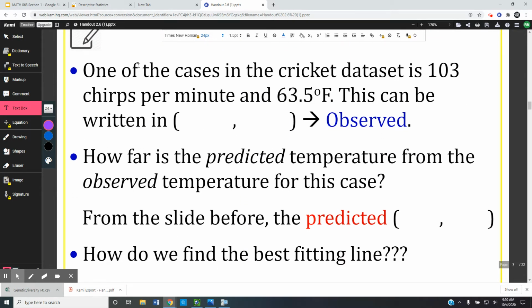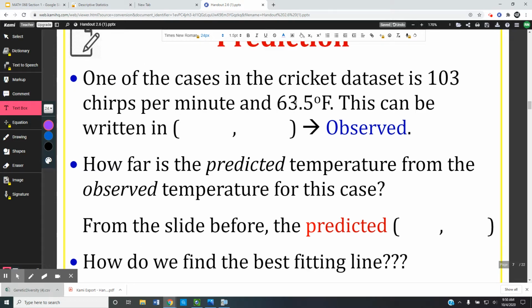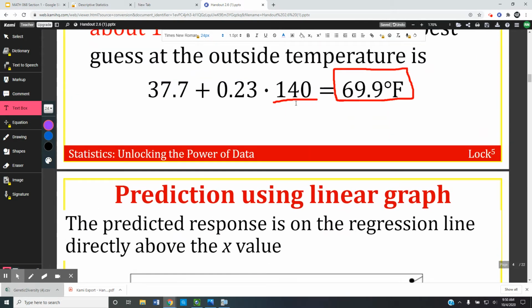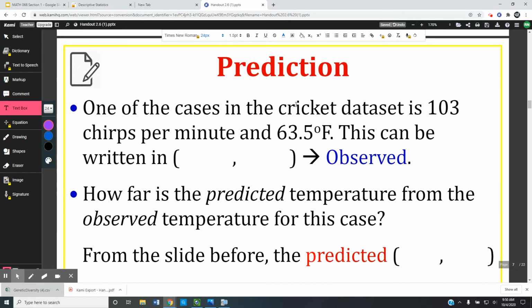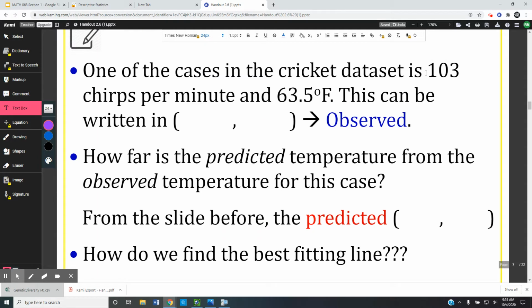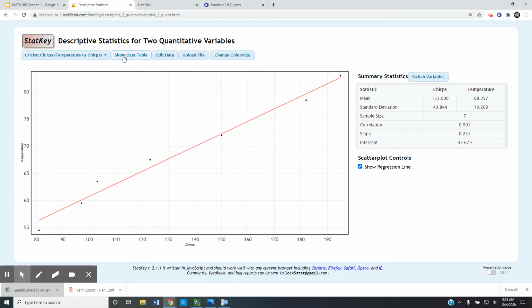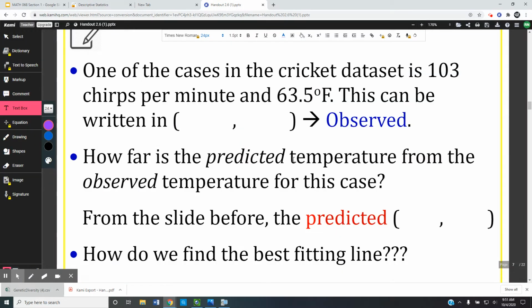Now, one of the cases in the cricket data set was 103 chirps per minute, and it gave 63.5. If I go back to the data set this came from, I don't actually have that data set, sorry. One of the actual values in that data set at 103 was 63.5. Actually, we can see that. If we go into the data set and float over them, right here, 103 is 63.5. So that is an actual measurement that you can see. Okay, so let's go back.